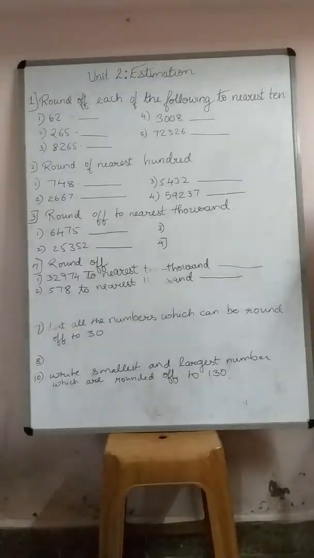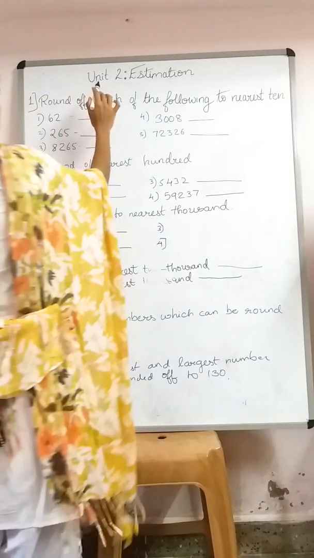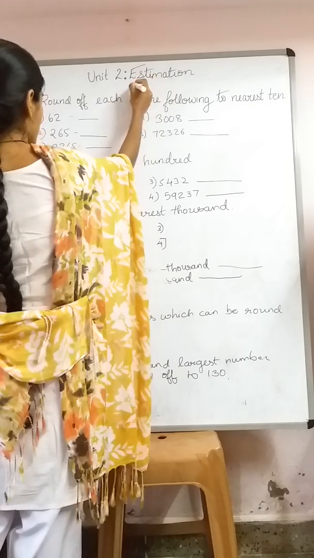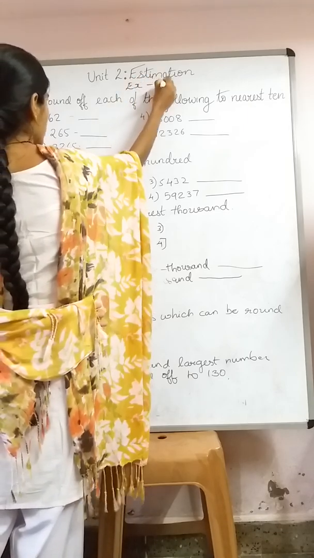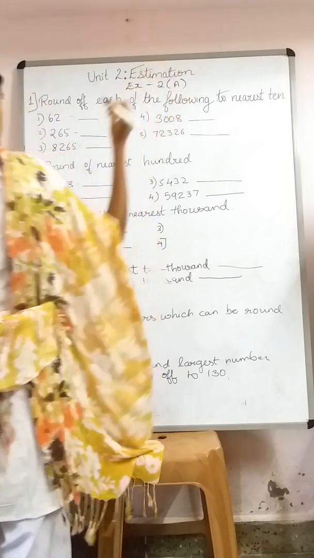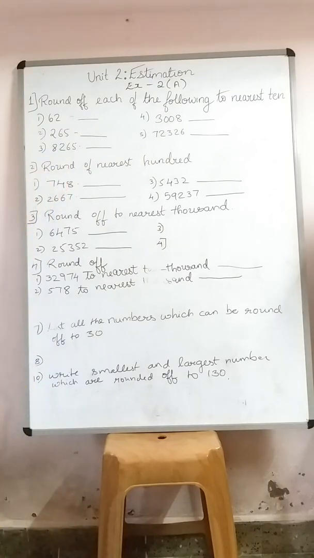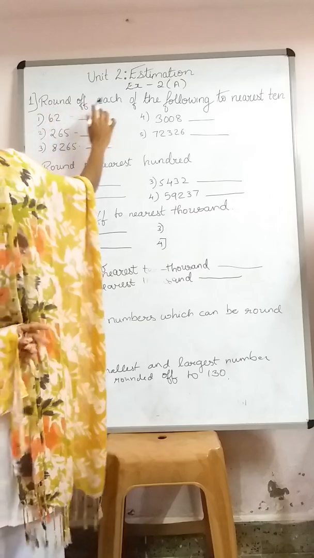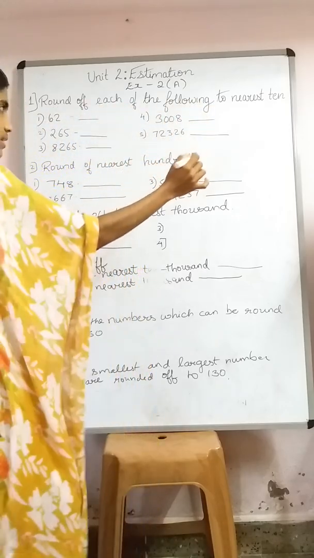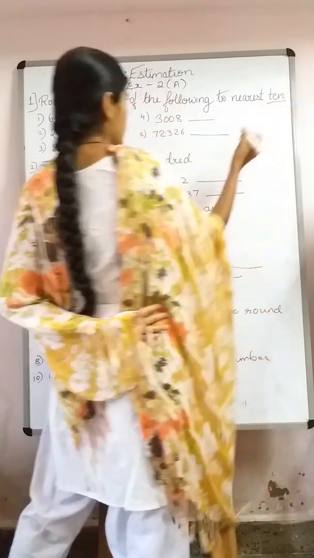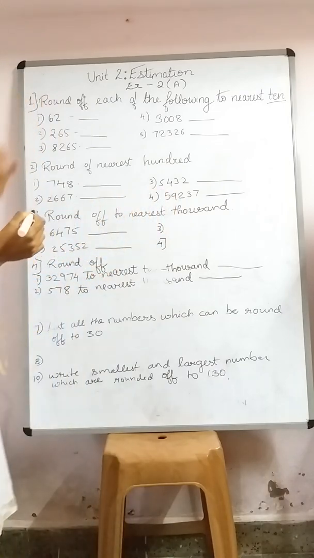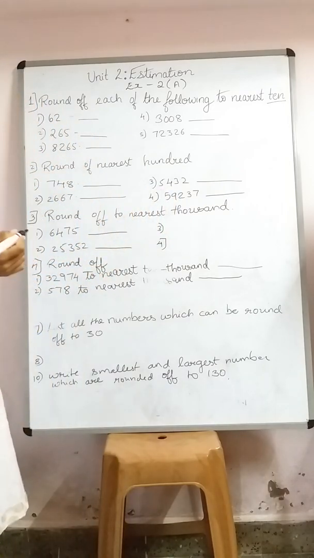Students, let's begin to solve Unit 2, Estimation, Exercise 2A. Okay, let's solve this exercise. First, round off each of the following to the nearest 10. So what do we need to do? We should round off these given numbers to the nearest 10.